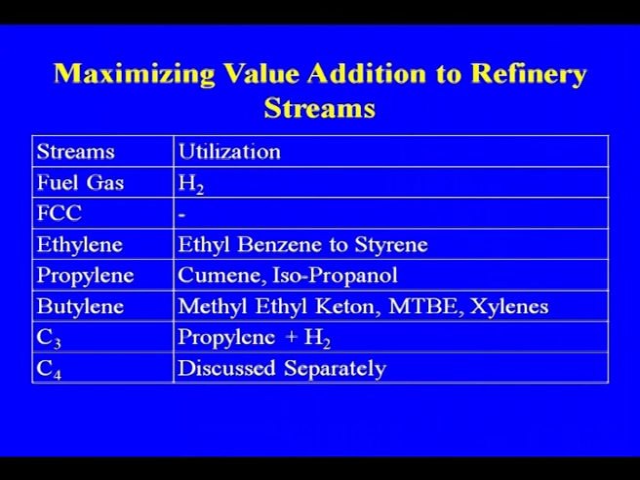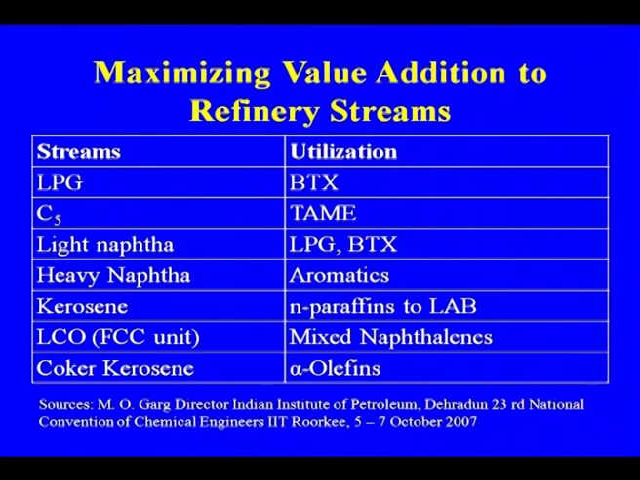Propylene, we are already operating some of the FCC also in propylene mode, and between C4, C5 gases are there that we are recovering. The LPG, C5 stream, light naphtha, heavy naphtha, kerosene, these are all actually used as petrochemical feedstock, benzene, toluene, xylene, and LPG. So this is actually some of the emerging scenario.